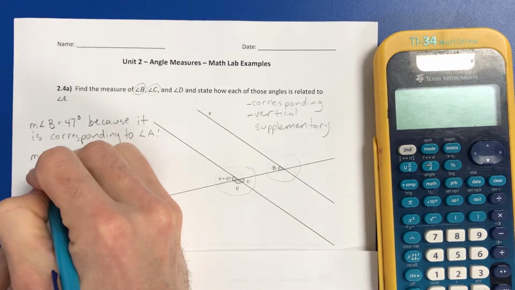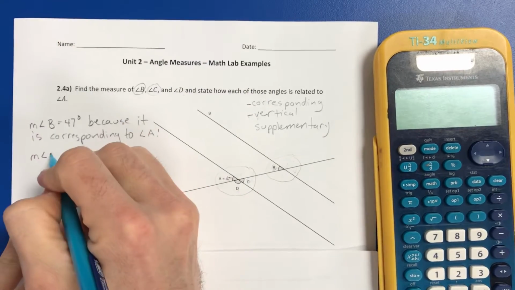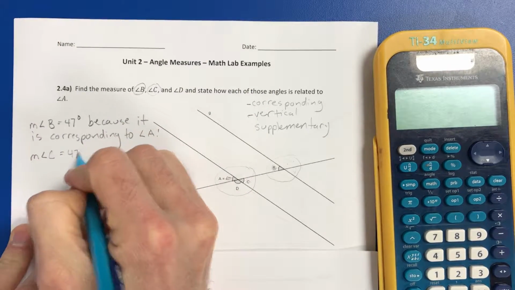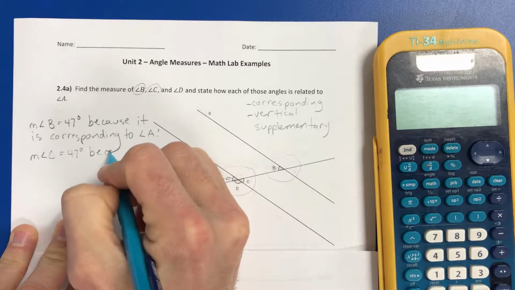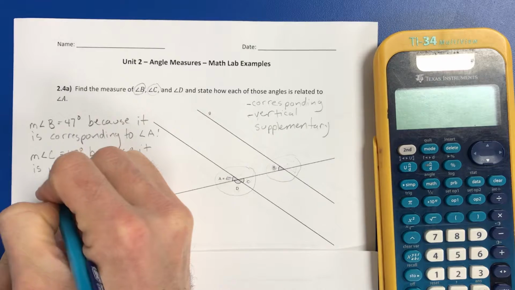The measure of angle C is also equal to 47 degrees because it is vertical to A.